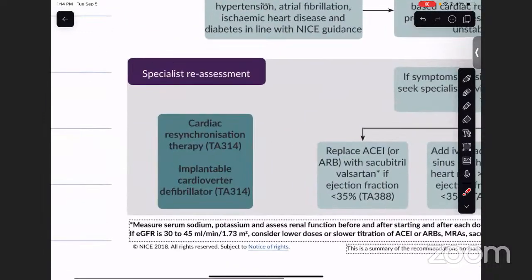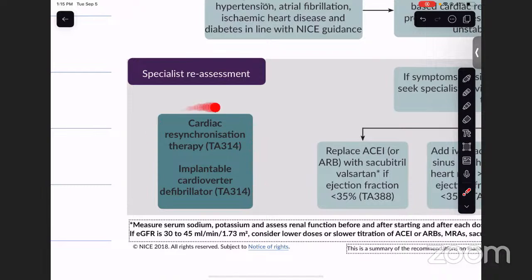Also, there is device therapy in heart failure management, like cardiac resynchronization therapy and implantable cardioverter defibrillators. So what is the difference? CRT is the method of choice in management of heart failure with NYHA class 3 and 4. Implantable cardiac defibrillator, or ICD, is for NYHA grade 1 and 2, because in NYHA grade 1 and 2, the most common cause of death is arrhythmia. But in NYHA grade 3 and 4, the most common cause of death is pump failure. So we need to give cardiac resynchronization therapy.